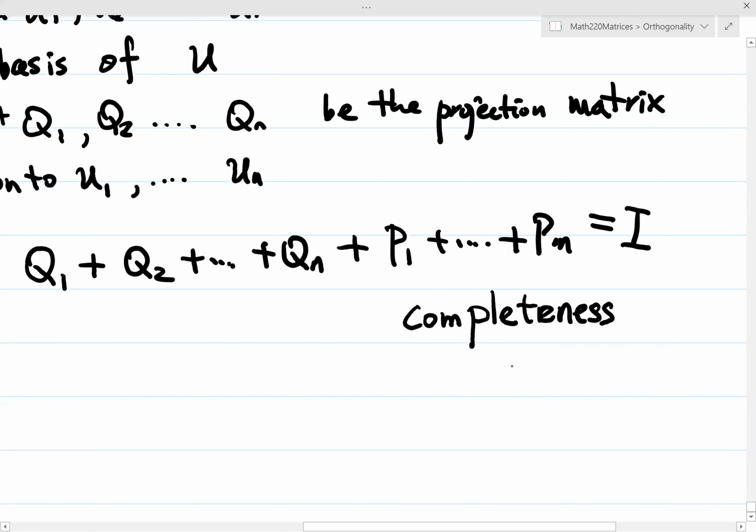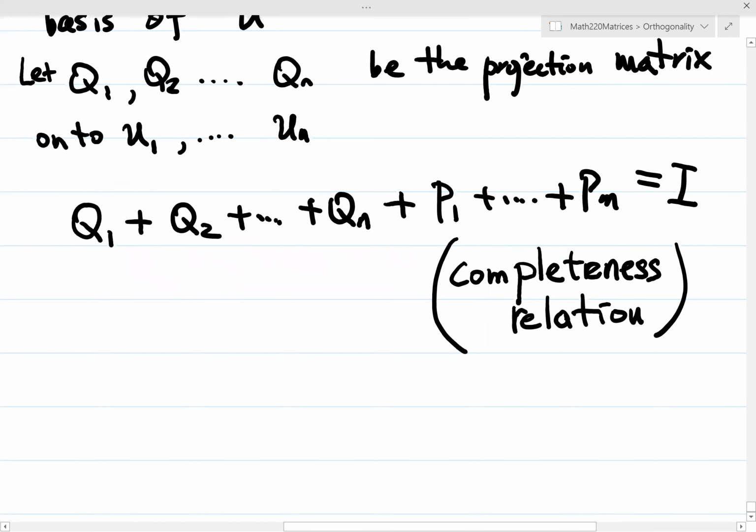Relation. Okay. No component is lost. Okay. Now we know how to project onto a subspace. Okay, so homework for this section.